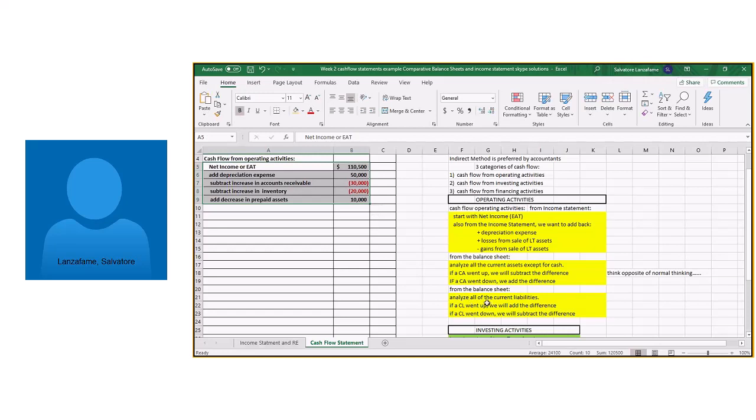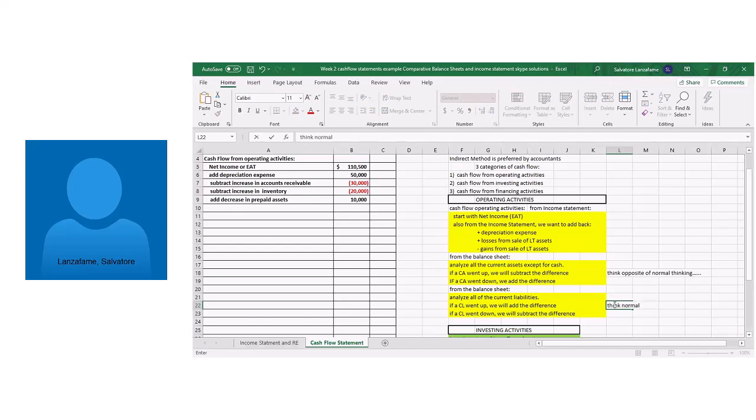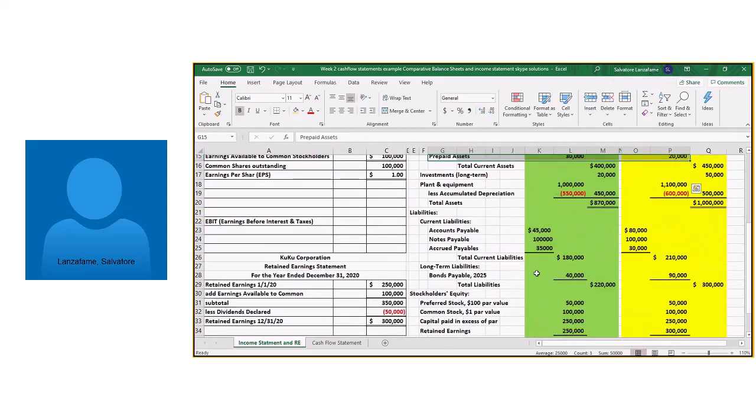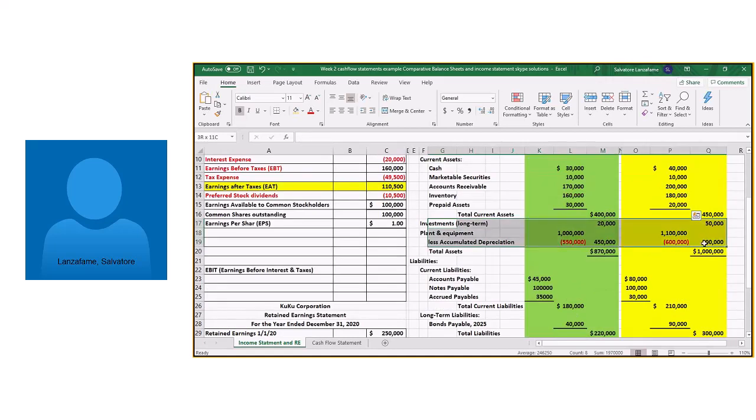From the balance sheet, analyze all of the current liabilities. If a current liability went up, we will add. If a current liability went down, we will subtract. Oh, that sounds normal now. So now we're going to think normal. It's no longer opposite. So we only had that opposite thinking in the current assets section of the balance sheet. So now we're thinking normal. If something goes up, you add. If something goes down, you subtract. It was only earlier that we had to do the opposite. So let's go look at the current liabilities. Yes, I'm skipping these other assets because I'm following the rules.